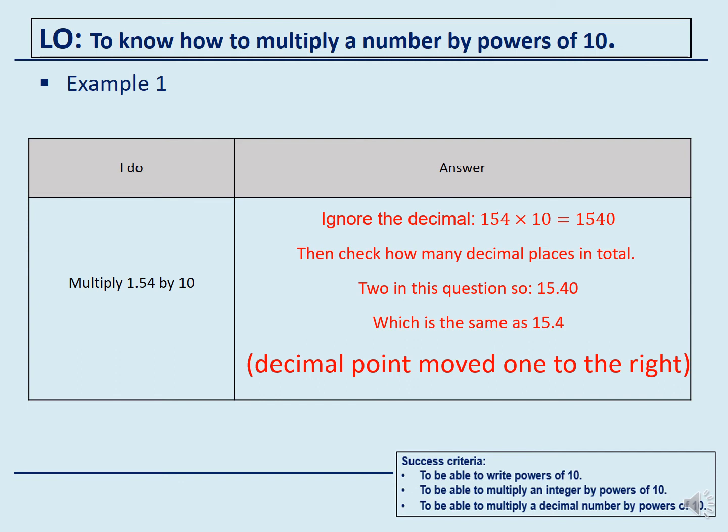So the main rule in here is the decimal point moved 1 to the right. Could you see that? The question was 1.54. When you times that by 10, your answer is 15.4. As you can see, the decimal point moved 1 to the right.